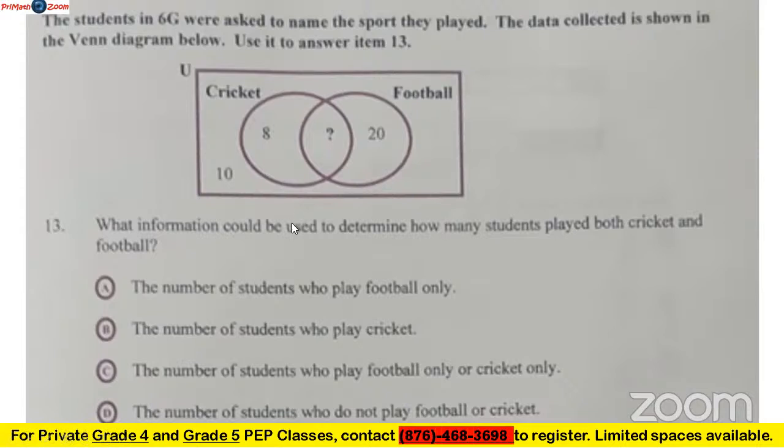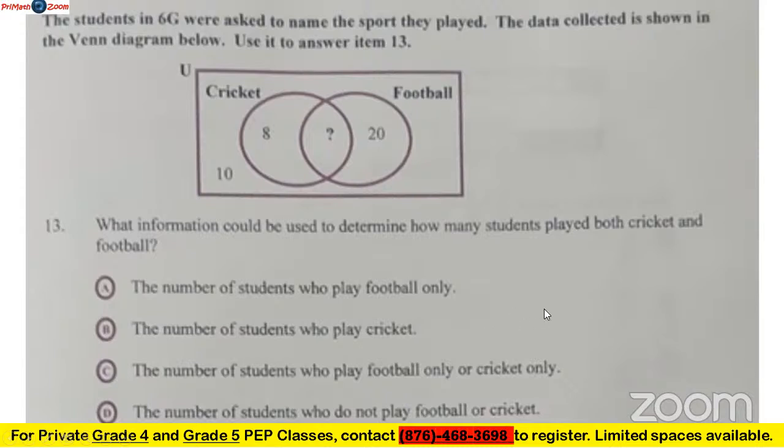Is it the number of students who play football only? Will that help us to determine the students who played both? The number of students who played cricket in this subset here, will that help us to determine how many students played both cricket and football? Or the number of students who played football only or cricket only? Or the number of students who do not play football or cricket?